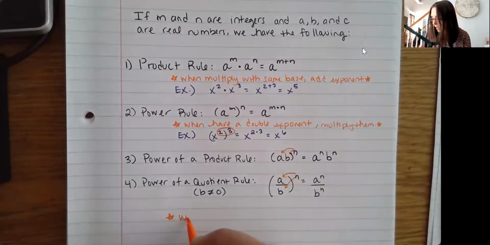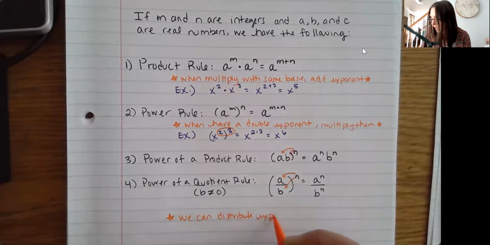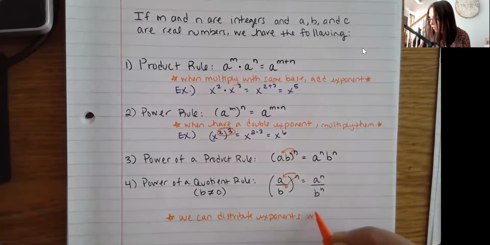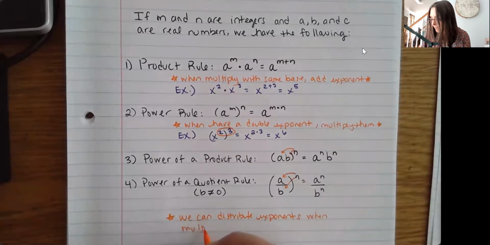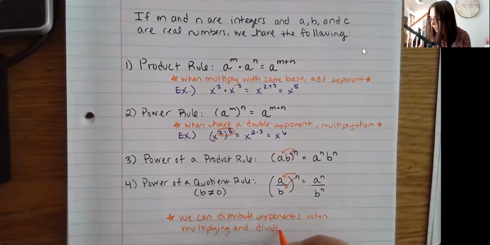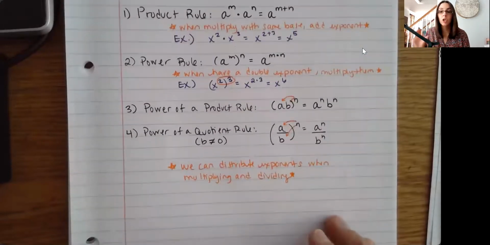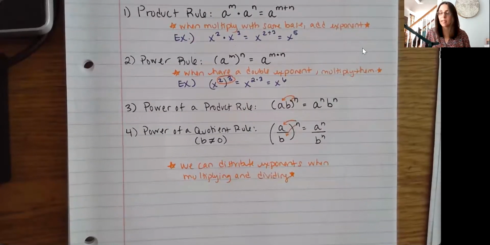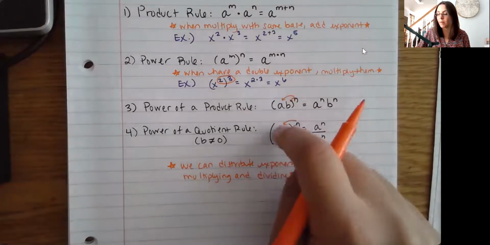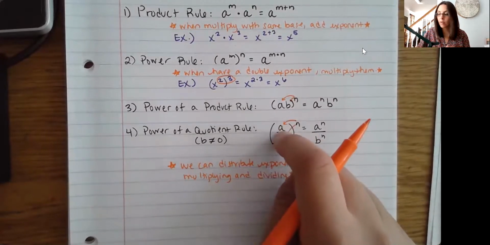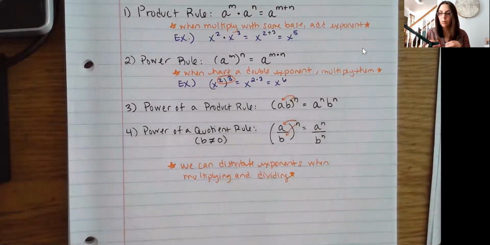So we can distribute exponents when multiplying and dividing. I will say this does not work if you have adding and subtracting. If you need to make that little note for yourself, you can go ahead and add that in. Just remember that it does work for multiplying and dividing, but if you have a plus or a minus sign inside, not a negative, but a plus or a minus in between two variables or two terms, then you cannot distribute. I just want to make that really clear here.